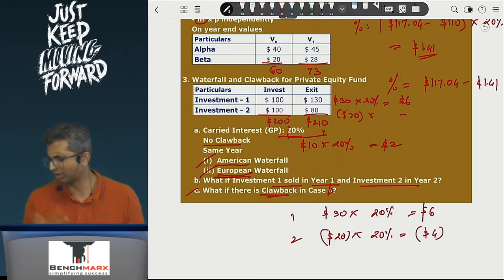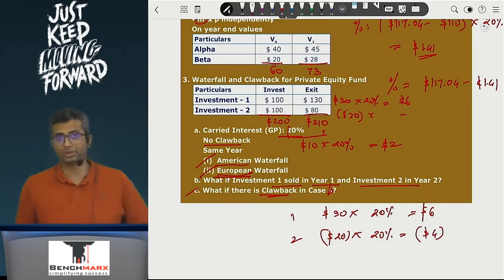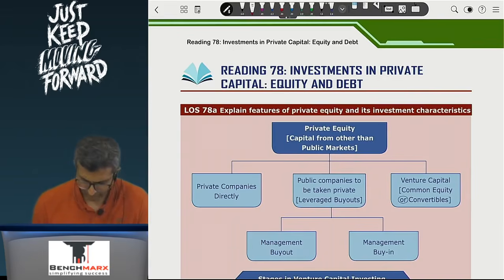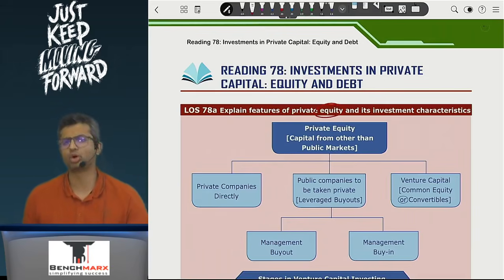So there are other problems as well, but over here these are numerical questions which can probably help you understand these hurdle rates, these clauses slightly better, and that takes care of your reading number 77. Next is 78, which is investment in private equity, debt and equity both. So over here you will first start with private equity and then move on into private debt.